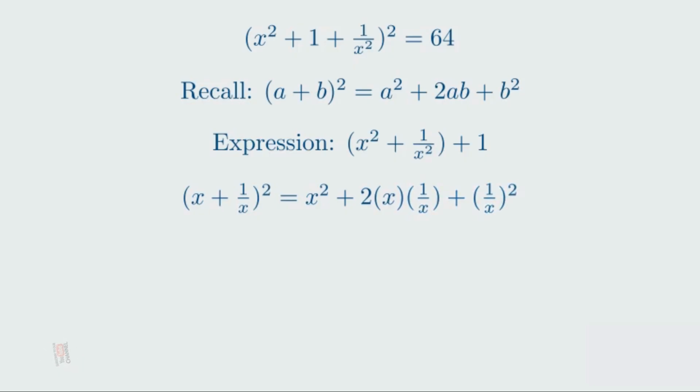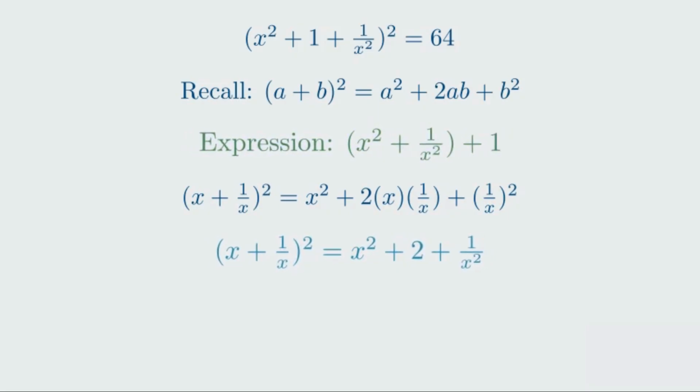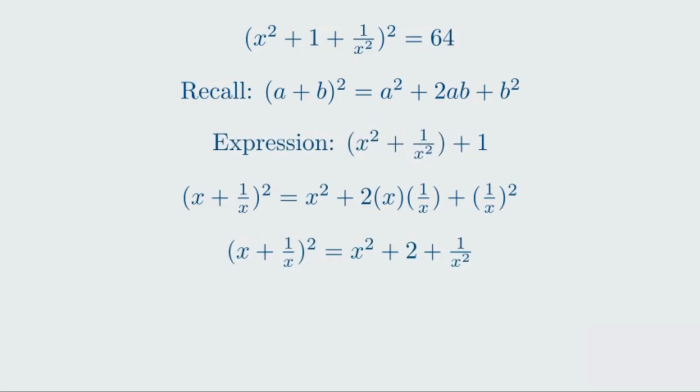Let's simplify that middle term. The x and the 1 over x cancel each other out, leaving us with x squared plus 2 plus 1 over x squared. Compare this result to the expression we're trying to simplify. x squared plus 1 over x squared plus 1. They are almost identical. Our original expression is just one less than the squared binomial. This means that x squared plus 1 over x squared plus 1 is the same as (x plus 1 over x) squared minus 1. This simplification is our first major step.